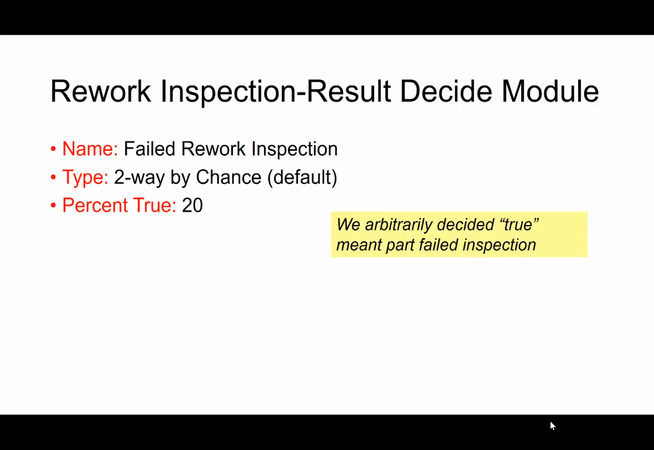The rework inspection result decide module, we'll name it failed rework inspection, two-way by chance, default, and then 20% true. So again, we call it 20% true. You could call it 80% true. Either way, it doesn't particularly matter as long as you maintain your model and you label it appropriately.